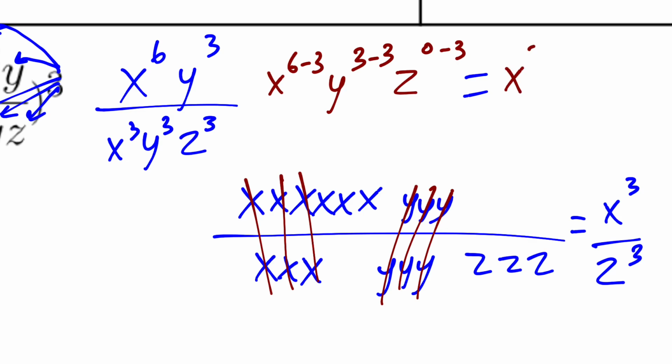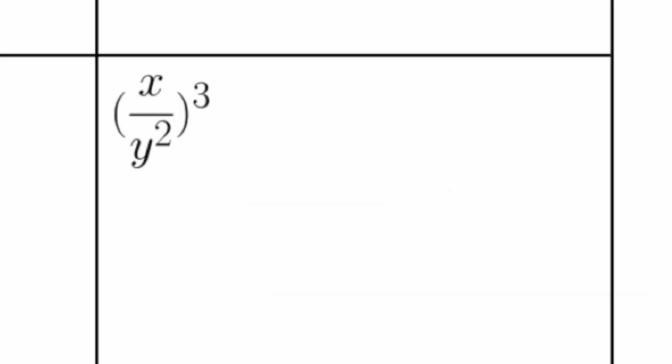6 minus 3 is x to the 3rd. Y to the 3 minus 3 is y to the 0, which is just 1. And z to the negative 3 goes to the bottom as a positive 3. I distribute the 3 to the top and the bottom. This becomes x to the 3rd divided by y to the 6th. And I'm done.